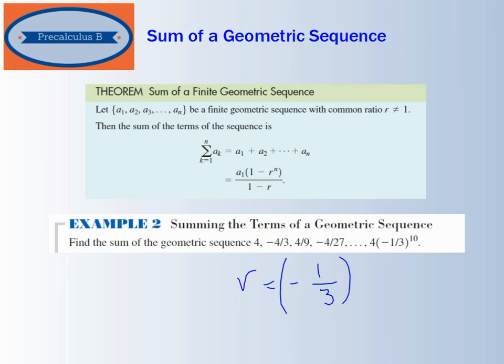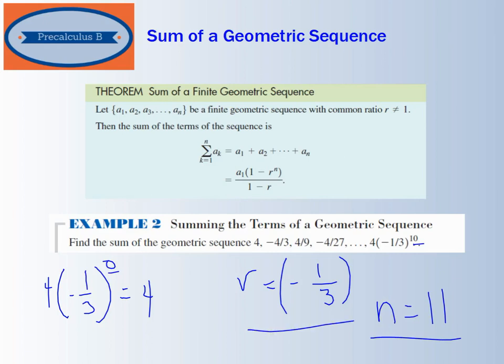So if I'm trying to find the sum from 4 all the way through the final term, 4 times negative 1/3 to the 10th, well, if we think about it, the first number, 4 times negative 1/3 to the 0, gives me 4. So that's my first term. The exponent would go from 0 all the way to the exponent 10, which tells me that n is going to equal 11. So I know that n is 11.